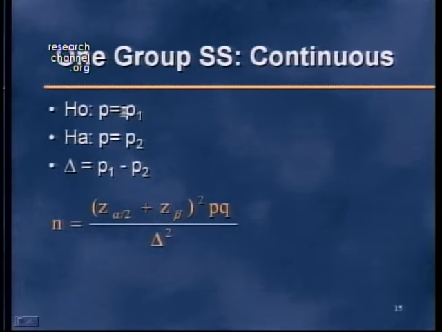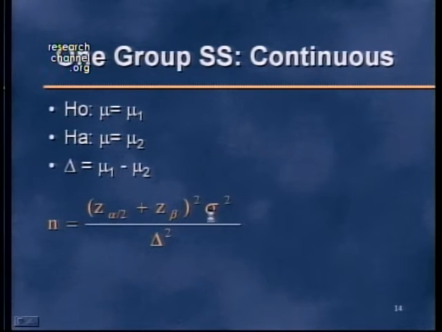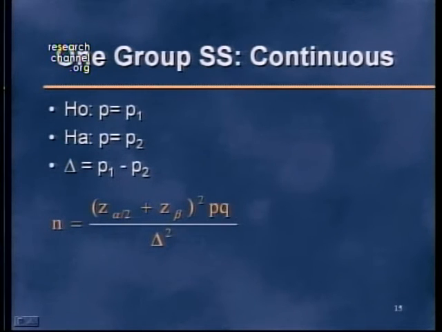Slide 15 is different because although the title says continuous, this is really the scenario for dichotomous outcomes, where the null hypothesis is that P equals P1. The alternative is that the true population proportion equals P2. So what differs is that instead of having sigma squared here, as we saw in the previous slide for continuous outcomes, what we have in the numerator is P times Q. So if I just look back, the difference was sigma squared here for continuous data. That's our estimate of variance. For dichotomous data, we're using P times Q, our estimates of the proportions, and 1 minus P, which is Q.